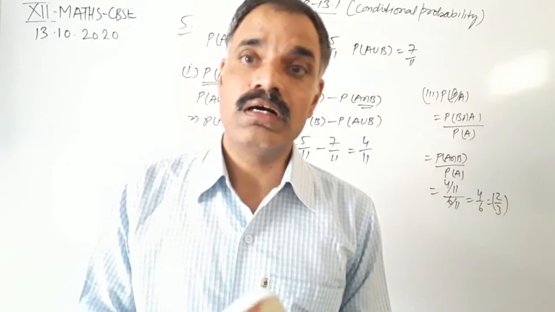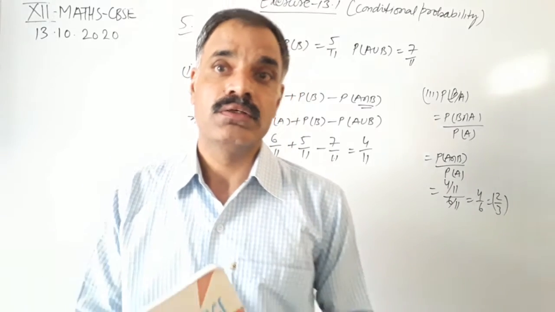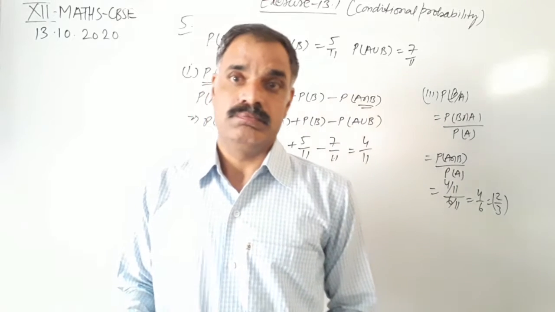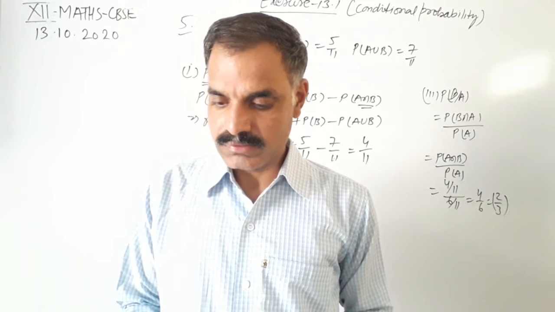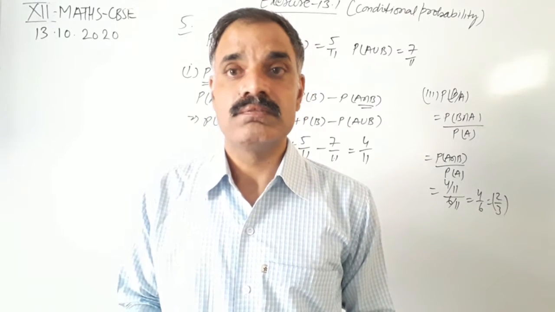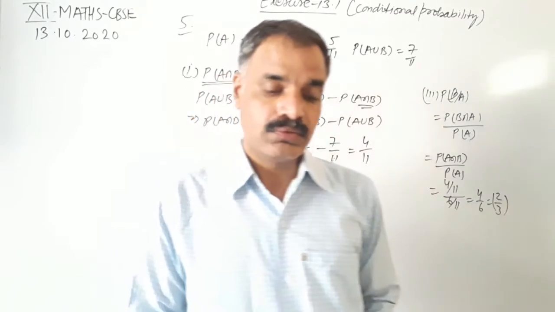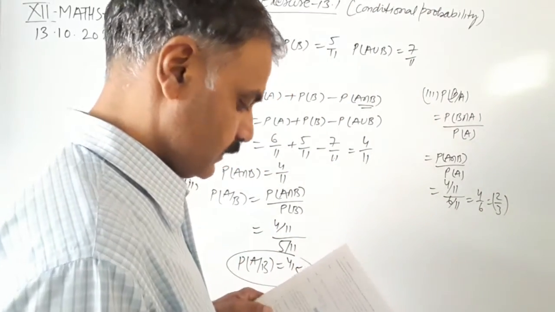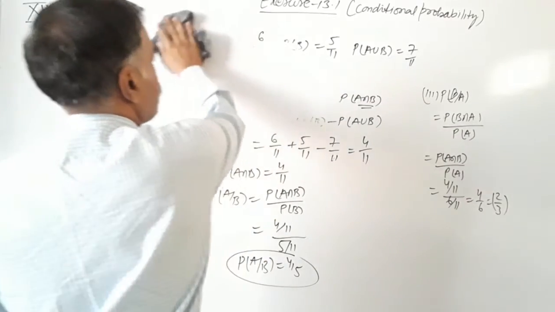We are solving the questions of conditional probability, exercise 13.1. Now let us take questions number 6, 7, 8. All these are the same. In all these questions we have to find the conditional probability. So all these questions are the same. Let us directly take question number 8.